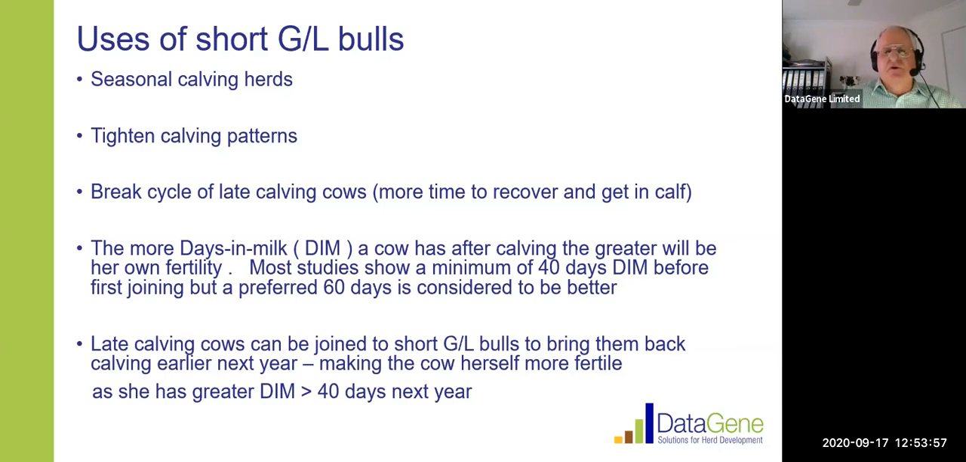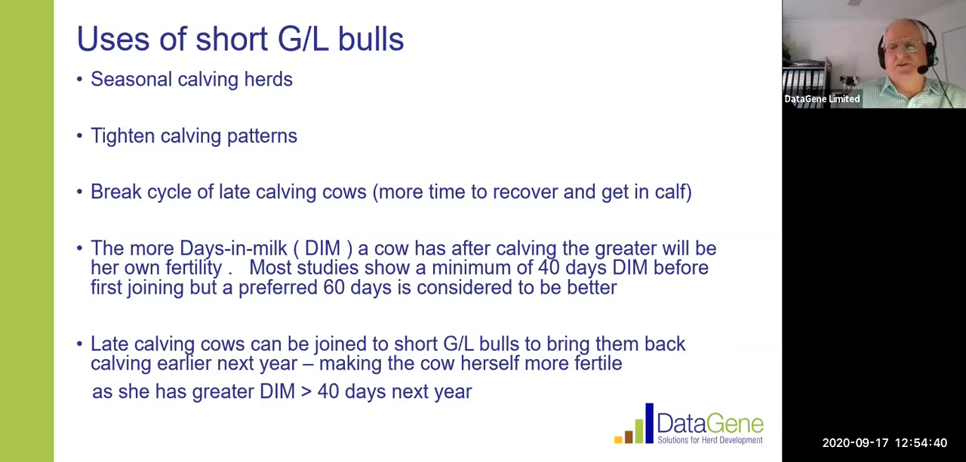Most studies indicate that a minimum of 40 days in milk before joining, but a preferred 60 days, has that cow at optimal joining or optimum fertility. So if you've got late calving cows, there is an option to use the information that we now present on gestation length for those later calving cows and encourage them to calve earlier next year, which, as I mentioned, has a physical effect of giving her more days in milk next year before joining, and she herself is more fertile in doing that.